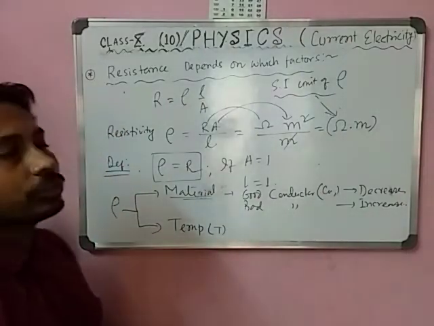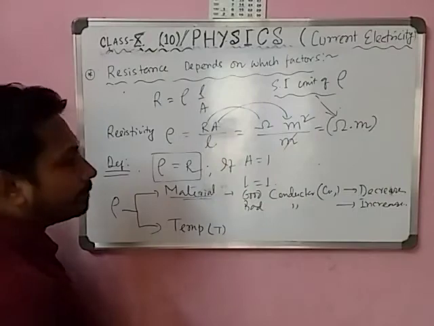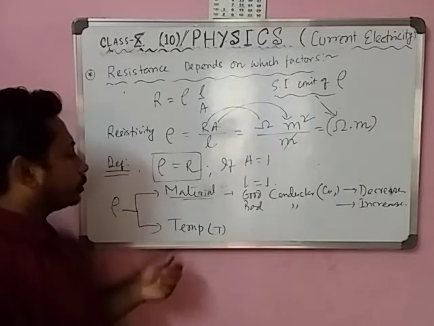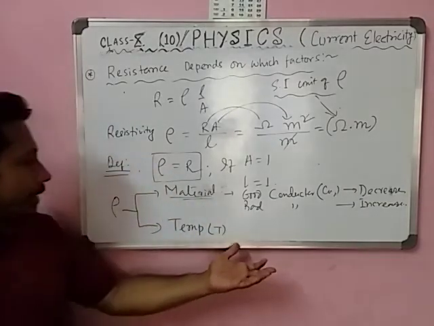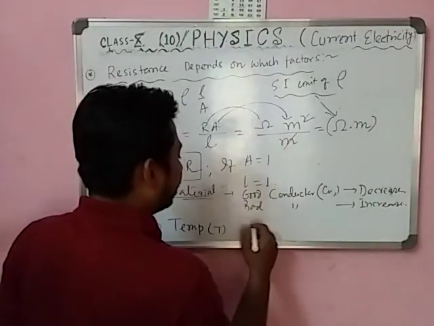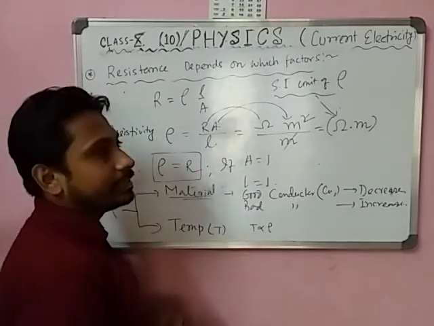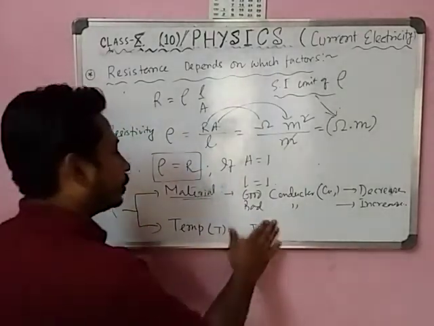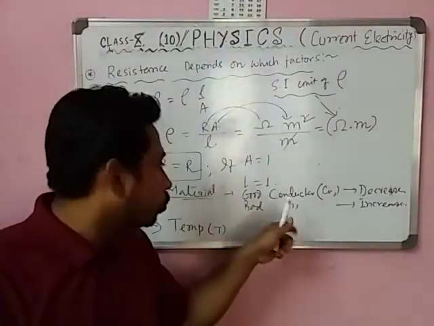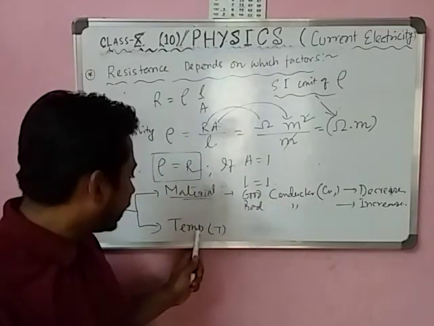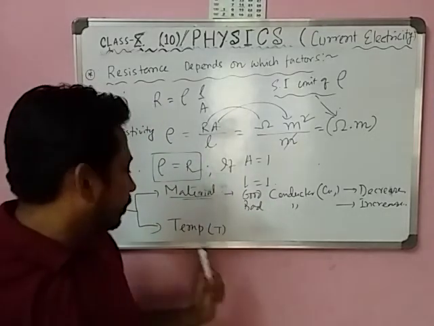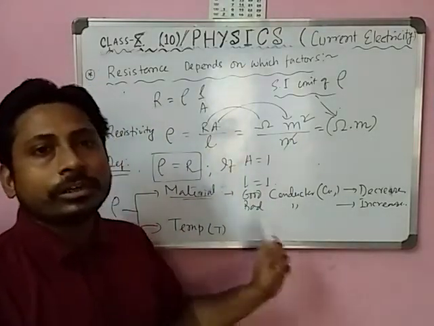Resistivity also depends on the temperature, same as resistance. If temperature increases, then resistivity increases. For a good conductor, if temperature increases, resistivity also increases. If temperature decreases, resistivity also decreases. Write it down: if temperature increases, resistivity increases for a good conductor.